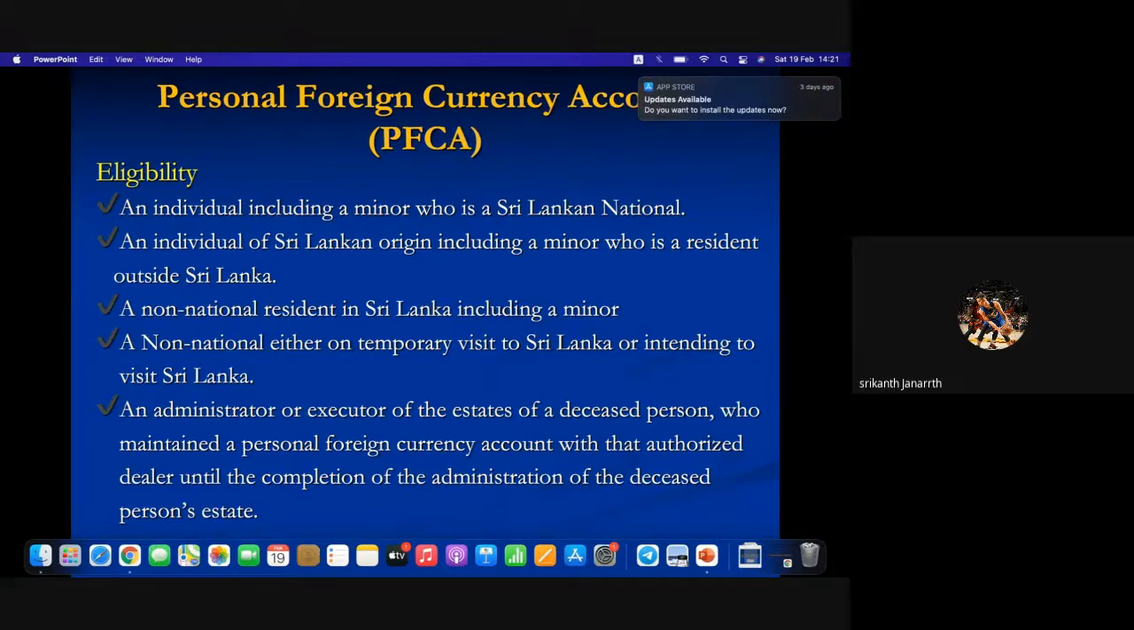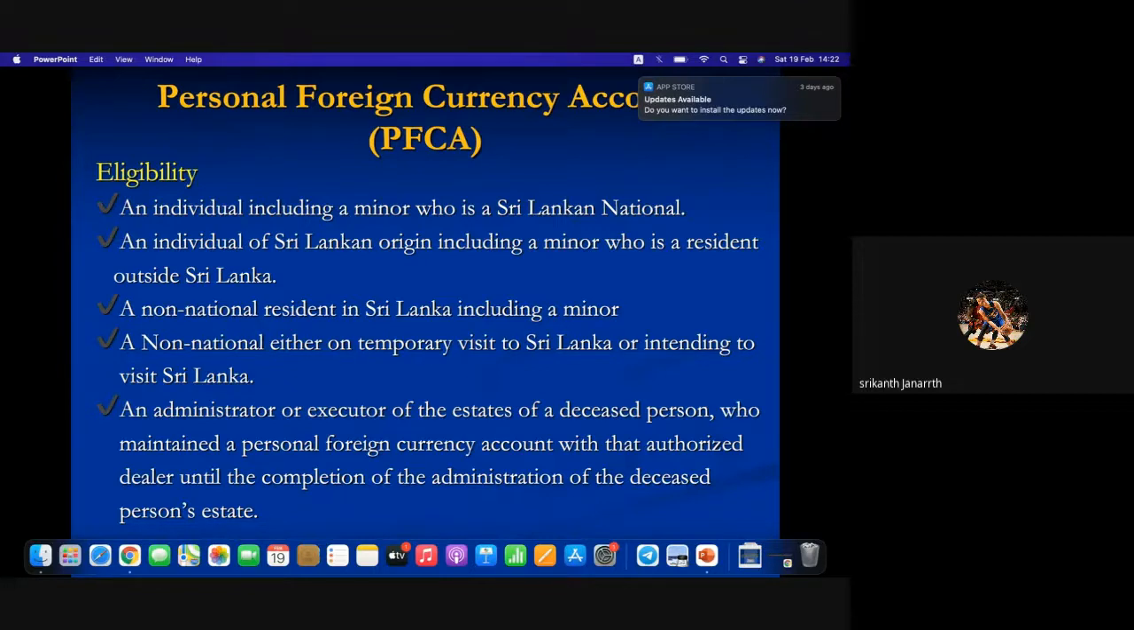A foreigner and non-national, I told you, was the category under NR, NNFA in the former Exchange Control Act. Under the new Foreign Exchange Act, the account is PFCA. The eligibility: a foreigner or non-national who is on a temporary visit to Sri Lanka, or is going to come to Sri Lanka in future. If they show document evidence that they are going to come to Sri Lanka, we can open a PFC account. Or when they are on a temporary visit, they can open a PFC account. So you know the categories of people who can open the PFC account.